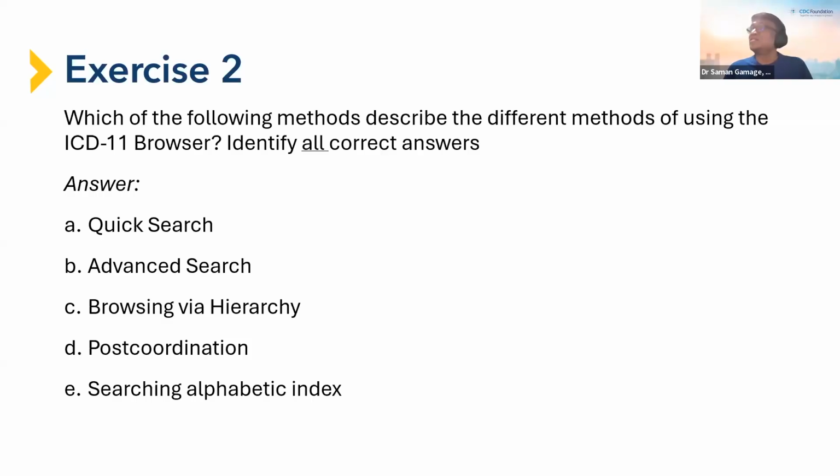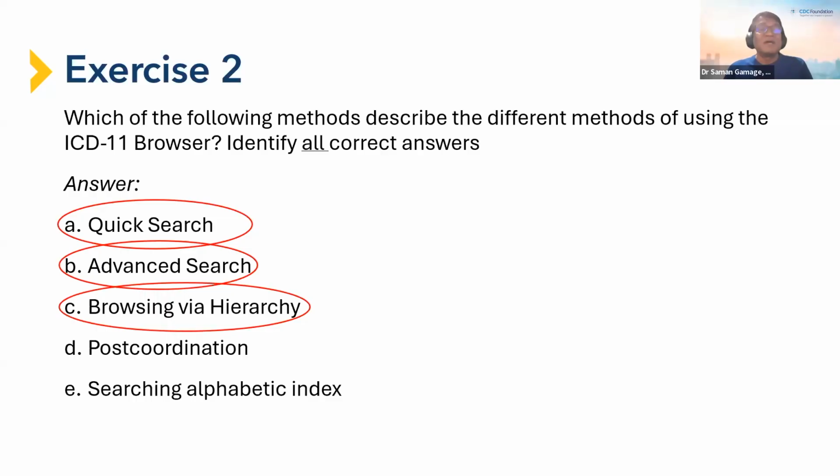Okay, very good. I can see correct answers. Thank you, Benjamin. Quick search, advanced search, many correct answers, and browsing via hierarchy. So these are the different methods of using the browser. You can search post coordination options, but it is not a method of using the browser. The three main methods are quick search, advanced search, and browsing via hierarchy.